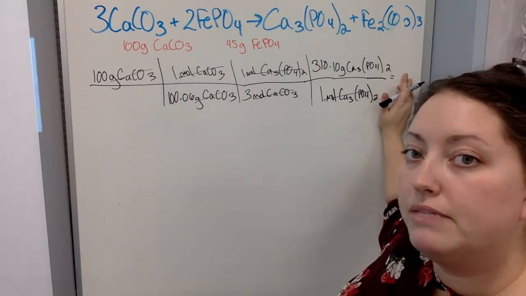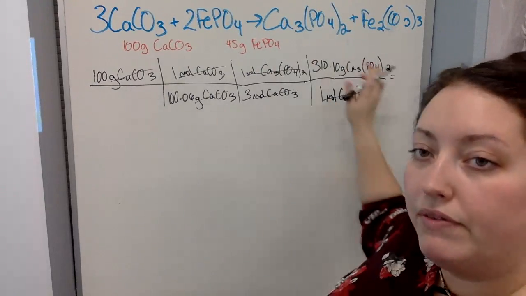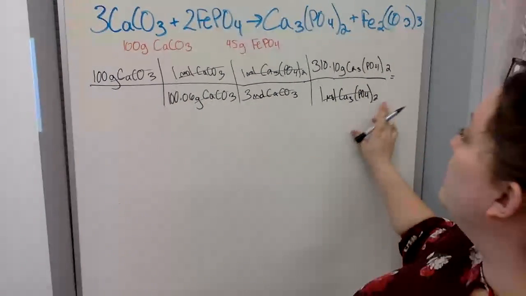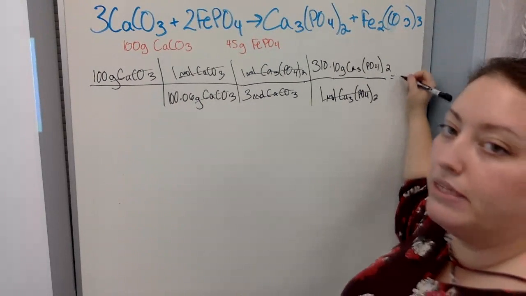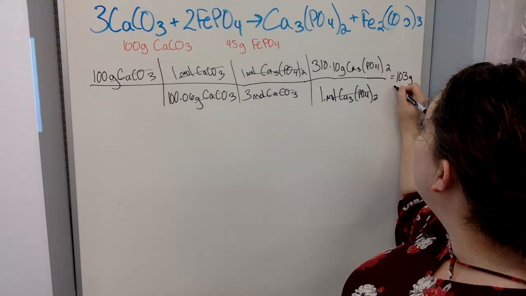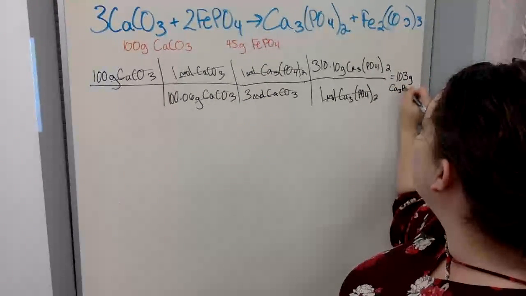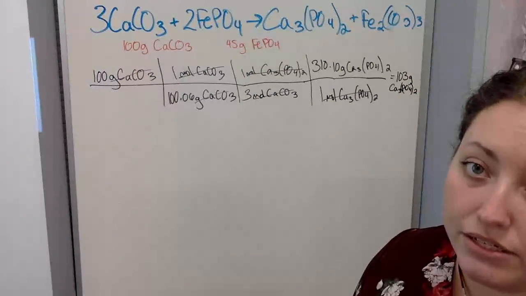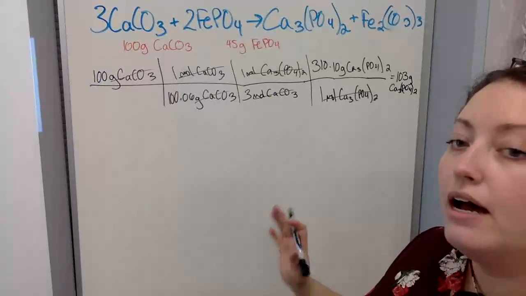So you can just solve this mathematically. You would multiply everything across the top, multiply everything across the bottom, and then divide the two. For this one, kind of running out of space here, but we're going to end up with 103 grams of the calcium phosphate. Okay, so that's the answer to the first part of this.